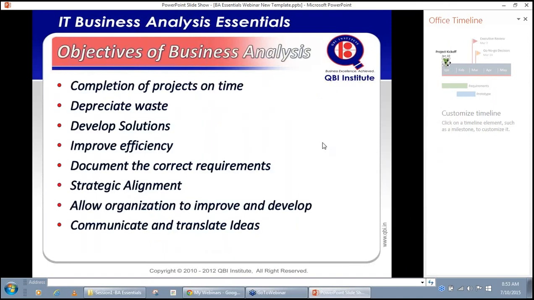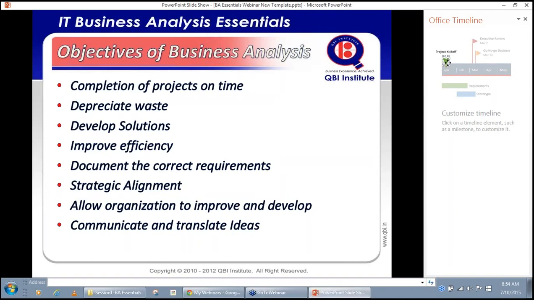When you do business analysis or when you provide a solution to the requirements which you have identified, you have certain objectives in your mind. These objectives are completion of projects on time. So you see, if you are able to meet your objectives on time, that is the primary objective, because sometimes requirements, if you do not deliver them on time, may lose relevance. Or it may lead to some kind of loss to the organization.